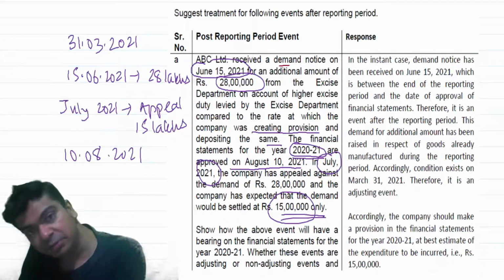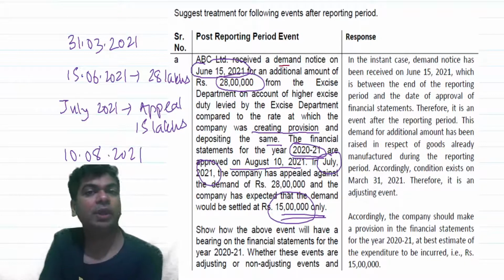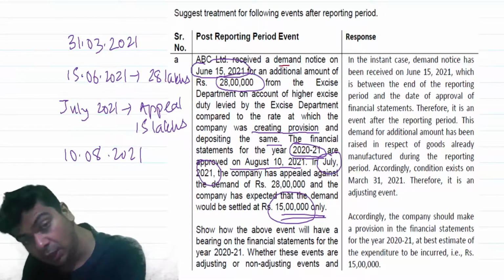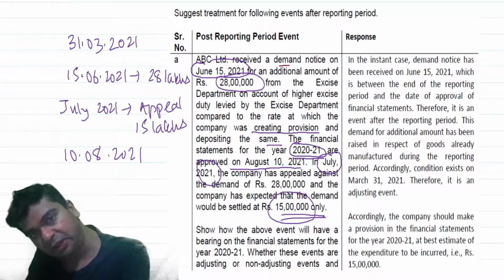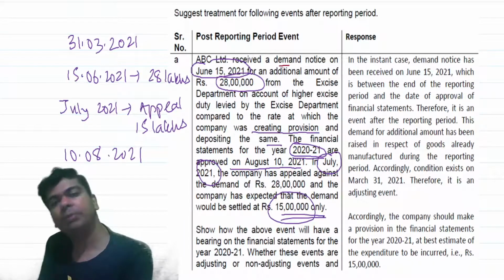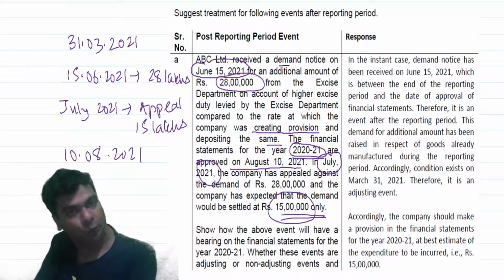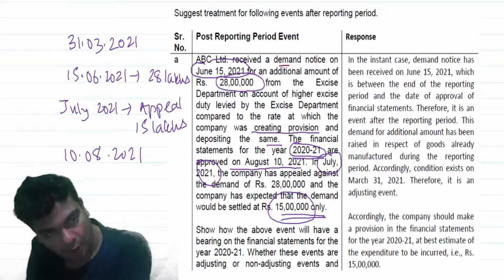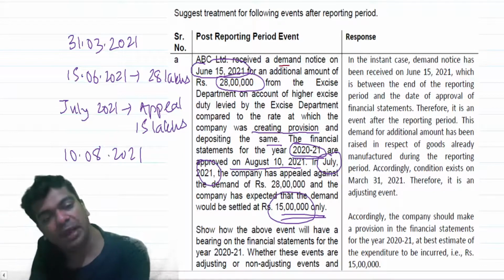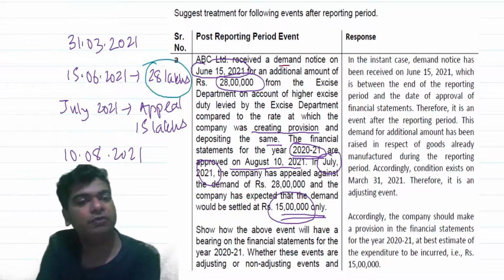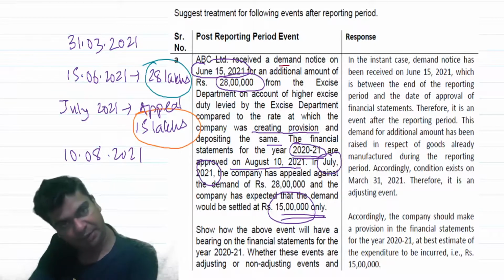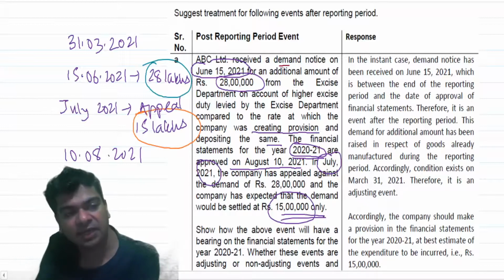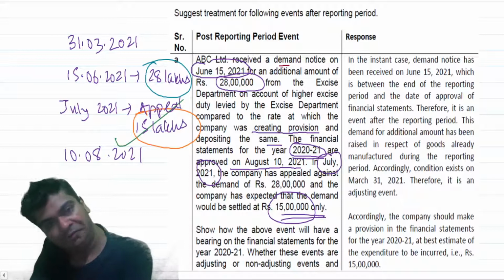If the goods were manufactured before the reporting date, then the circumstances that led to the event were definitely existing on the reporting date. And if the circumstances were existing on the reporting date, this is nothing but an adjusting event. If it is an adjusting event, you should appropriately provide for the additional excise duty that you will be found liable to pay. Now, excise department is demanding that you will have to pay 28 lakhs of rupees. We are of the view that we will have to pay only 15 lakhs of rupees. We will recognize in our books a provision for the best estimate of excise duty that we may have to pay. Since we feel we will have to pay 15 lakhs, we will recognize a provision only for 15 lakhs.